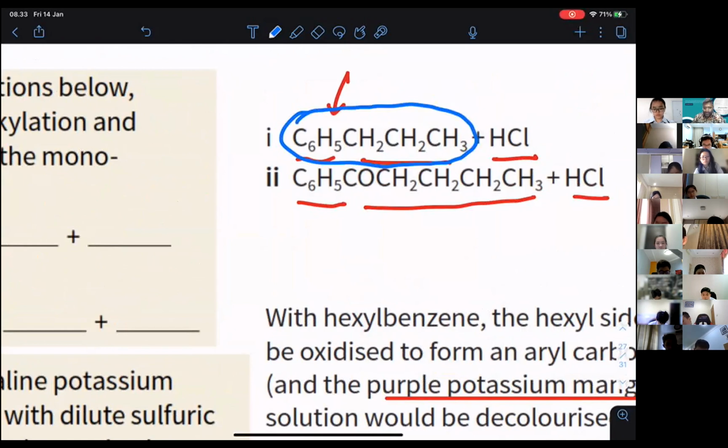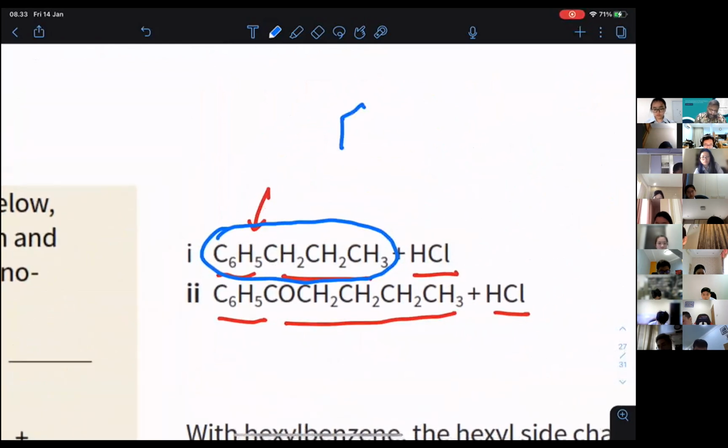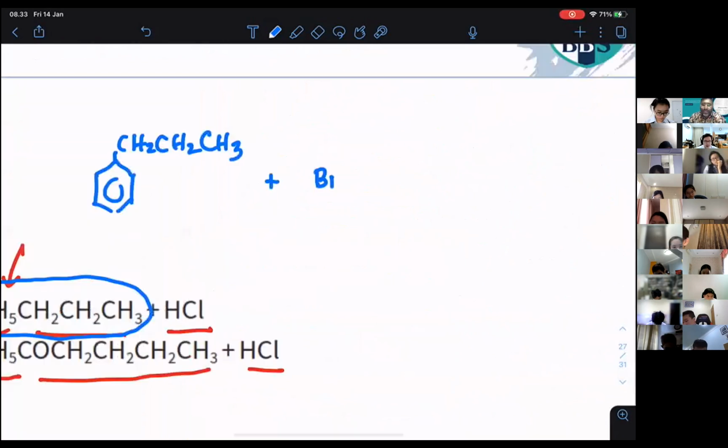Let's say, for example, I have this reaction with CH2, CH2, CH3, and they say this one reacts with Br2 in the presence of AlBr3. If I put this as an example, what will happen? The Br will go directly to the ring, but at what position? You need to determine what position.